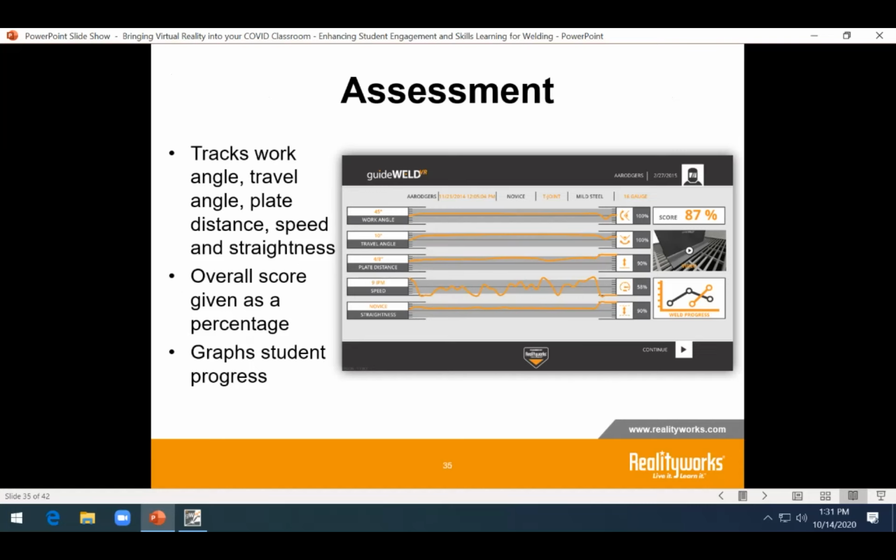Now, how can this help? Well, one of the things that we think can really help is getting that assessment, having students be able to see what they're doing or what you're doing, and then being able to understand the different things like work angle, travel angle, the plate distance or the arc length, the speed and the straightness. If you can get students to understand that proper welding technique, when they do get back into the classroom, when they do get those opportunities to do live welding, they are going to be much better off.